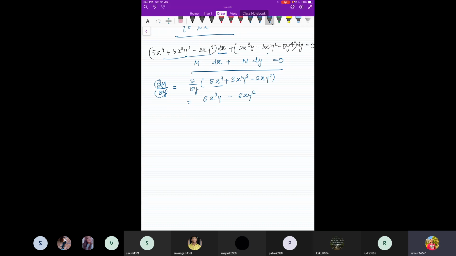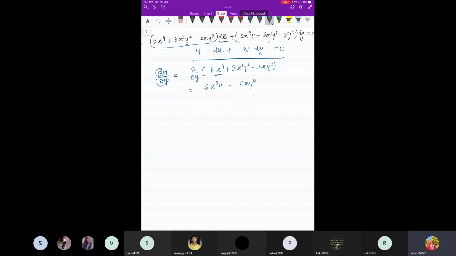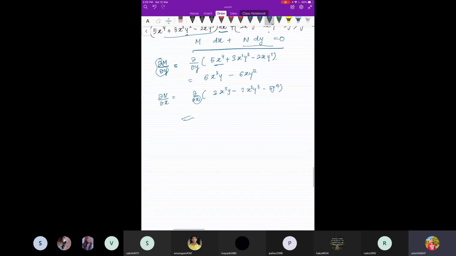Okay, so in the same way, we have to differentiate n with respect to x. Del n upon del x. So del by del x of 2x cube y minus 3x square y square minus 5y to the power 4. We'll be taking the derivative with respect to x only. So that would be 6x square y minus 6xy square. There is no x term in the last one, so its derivative will be 0 only.